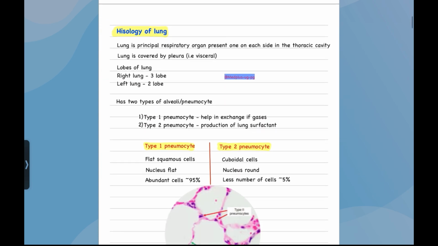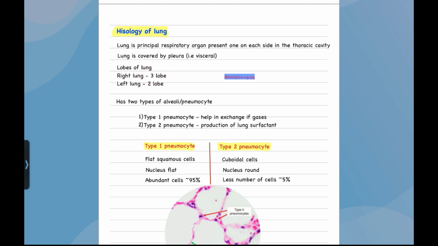Now we will start with the histology of the lung. The lung is the principal organ for breathing and respiration. It is present on both sides of the thoracic cavity. Lungs are covered by the pleura. Lungs are divided into lobes. The right lung has 3 lobes and the left lung has 2 lobes.